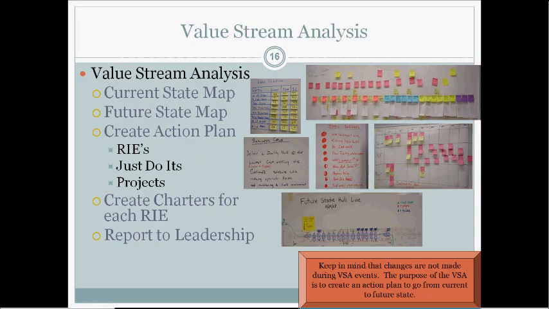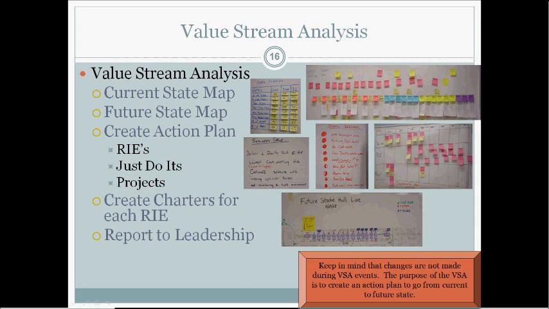Again, value stream analysis is just the mapping of the process. You can see here all the different maps, and then you put data to those different steps. And then what you actually do is identify the waste, get a future state to where it's eliminated. What does good look like for this process, and you'll know what that is by getting this action plan put together. And then you report that out to leadership.